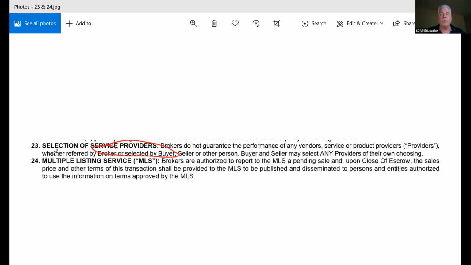Okay, so when you're representing the buyer, ask your buyer, who do you want to use for escrow? Who do you want to use for title? Who do you want to use for home protection plan? Bingo, home protection plan. Okay, because sure enough, you recommend a home protection plan, and it doesn't cover something that happened in the house, and they find out later on that their plan would have. Okay, we're going to have a problem.